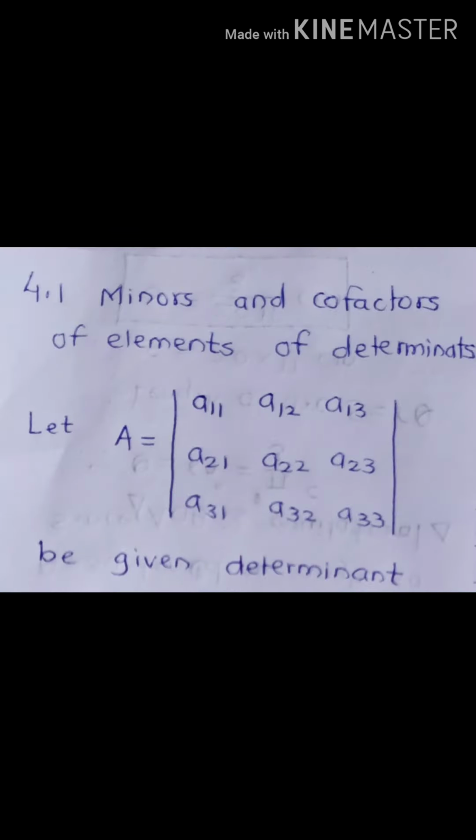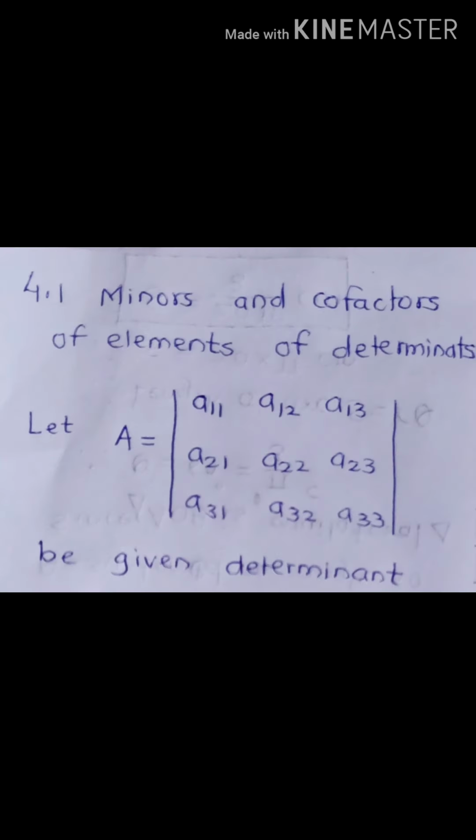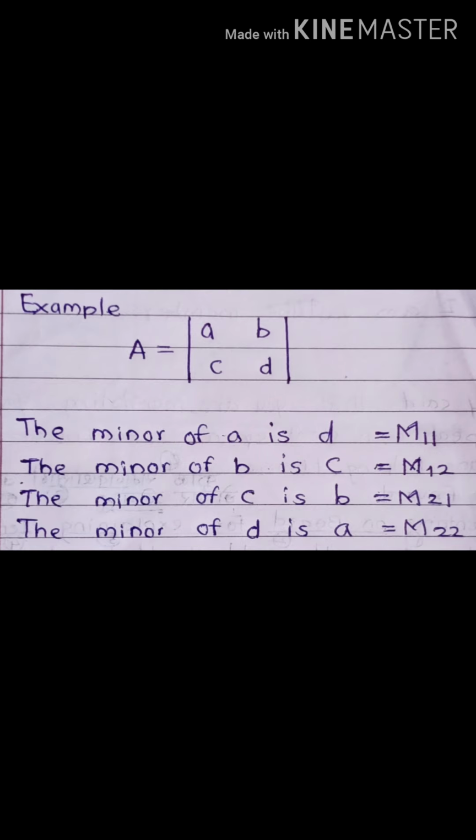Here we have calculated M11, M12, M13. We can also find the values of M21, M22, M23, and for the third row M31, M32 and M33. So it is very easy to find the minor value by hiding the ith row and jth column where Aij appears. Let's understand the above concept with the help of one example.